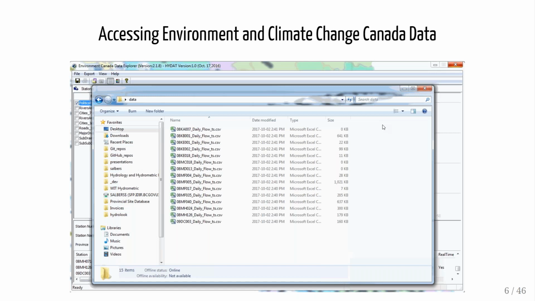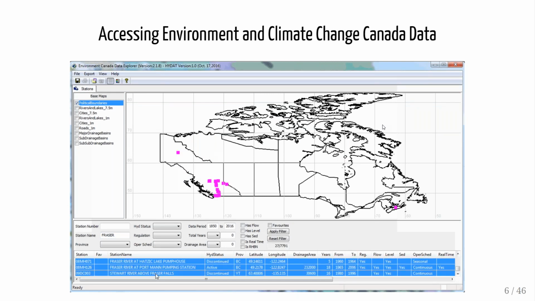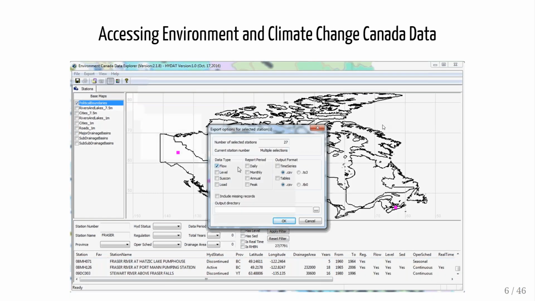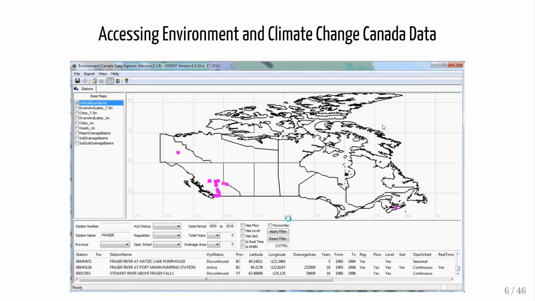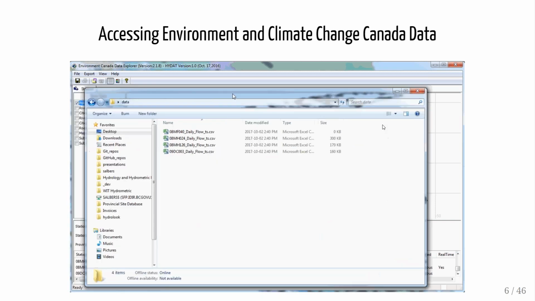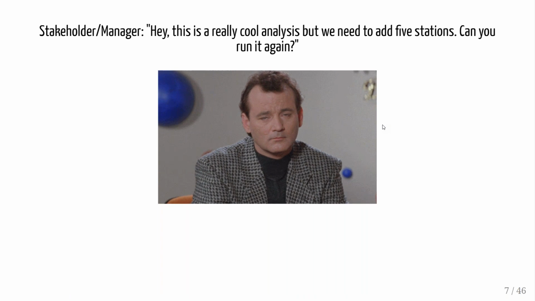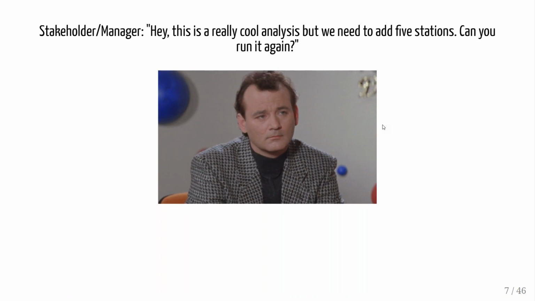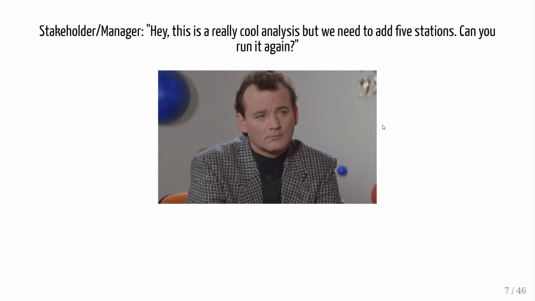This is the ECCC Data Explorer, where you can pull hydrometric data from anywhere in Canada, and you can export that selection, and you can do some clicks to get a bunch of CSV files, and then it downloads the data to your computer, and you get that here. And there's nothing wrong with this tool, but what happens if you do a whole analysis based off that, and then somebody comes back to you and they're like, hey, we'd like to add 5 stations. Can you run it again?